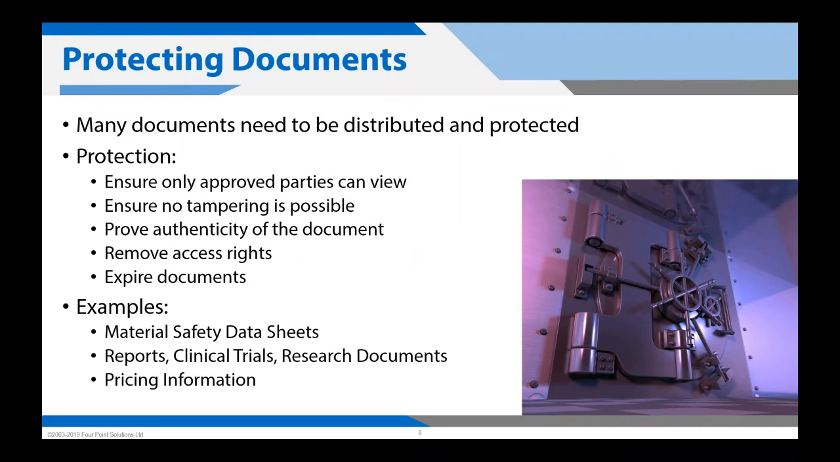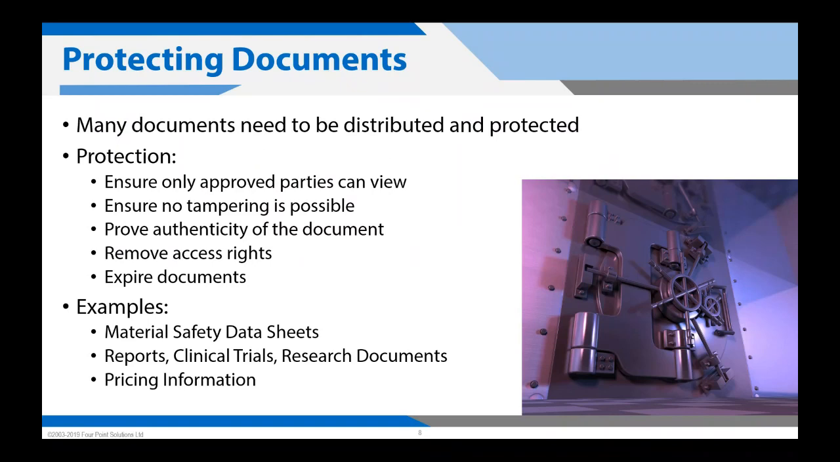The first is they need to ensure that only the approved parties can view that document. If you are sending out a highly sensitive document that is to go to a regulatory body, you want to ensure that only those appropriate people in the regulatory body can view that document. When you're sending it out in a broader scenario, you want to ensure that no tampering is possible. That when you've sent that document out, that individual receiving it can be assured that that document has not been tampered with.